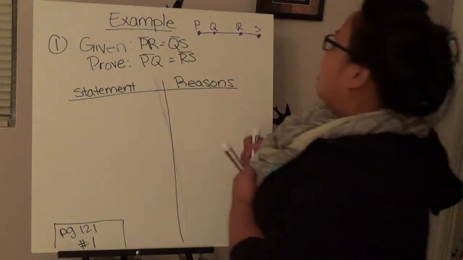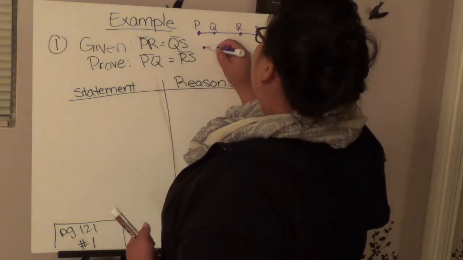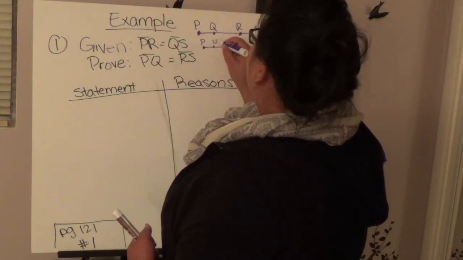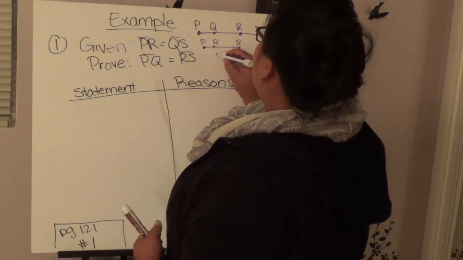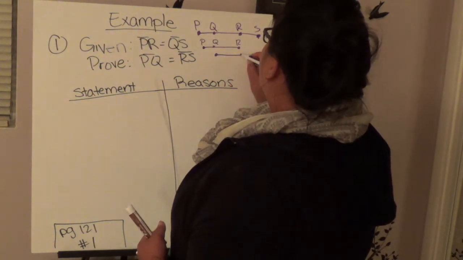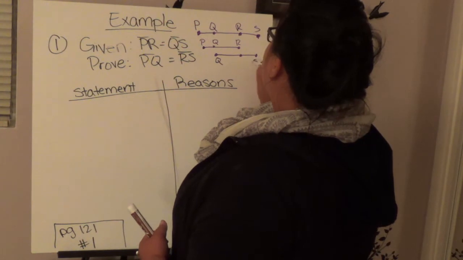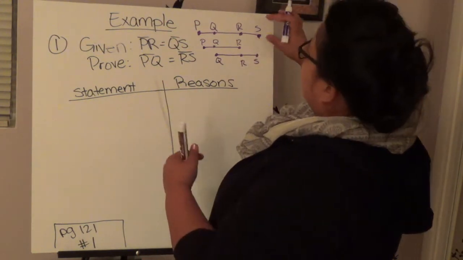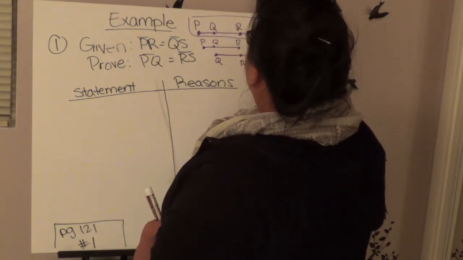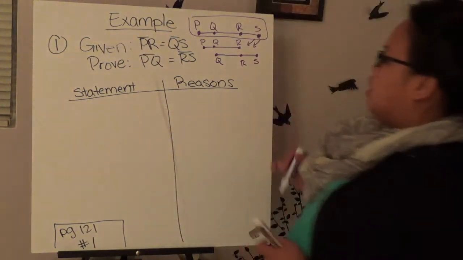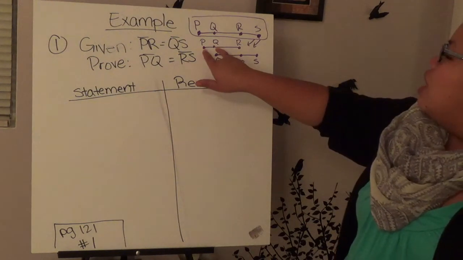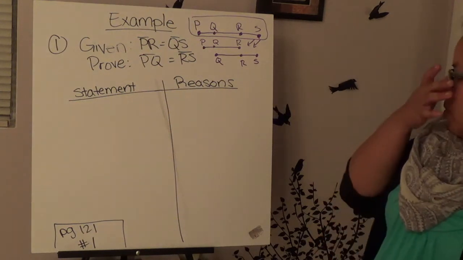So what I'm going to do is separate the picture a little bit so you can see. There's this line called PR, and there's a Q here. And it's equal to this line, QS. So I took this and I split it into these 2 so that you can see a little bit. Basically it wants me to prove that this and this are equal.